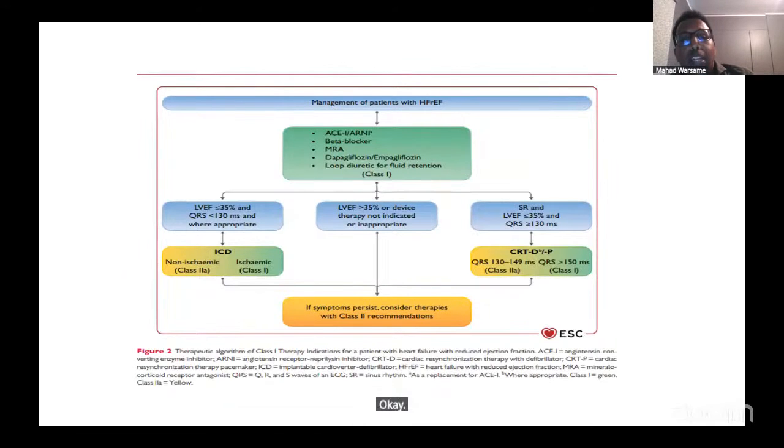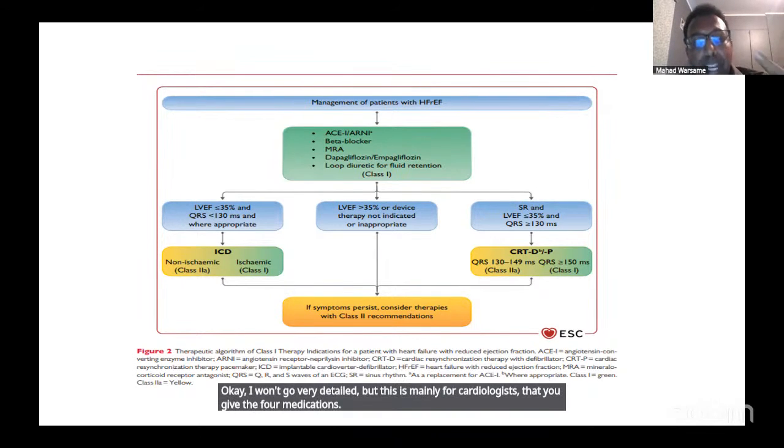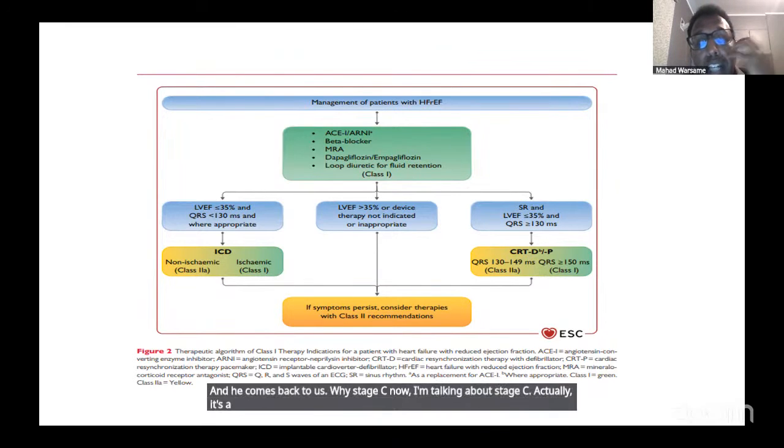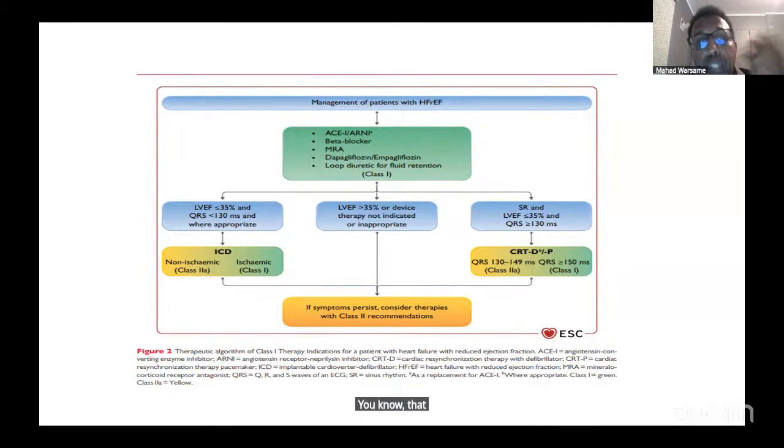Okay, I won't go into much detail, because this is mainly for cardiologists: you give the 4 medications and he comes back to us. Stage C, I'm talking about stage C, is actually a cardiologist's job, not a general practitioner's job. We do an echo, and then we check him again and we see what the EF is. Has EF improved? That's fine. If it's not improved, then we try to find what we can do for him.